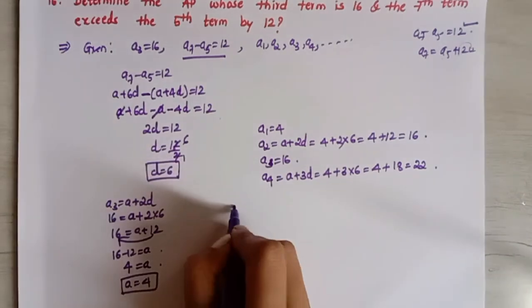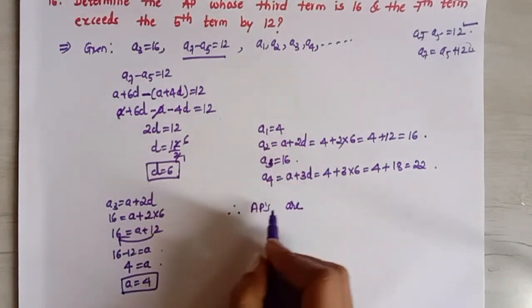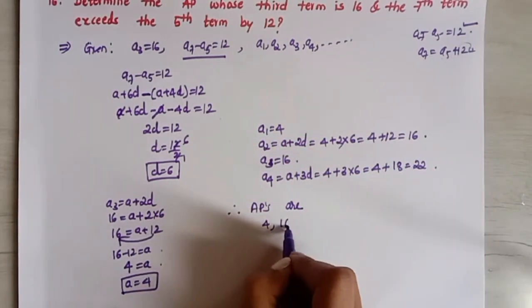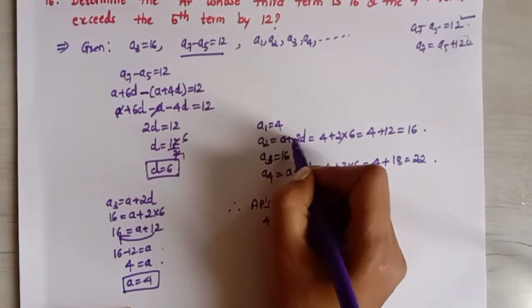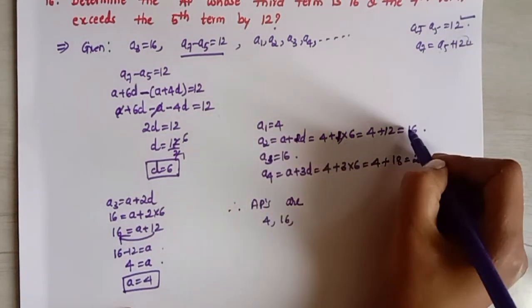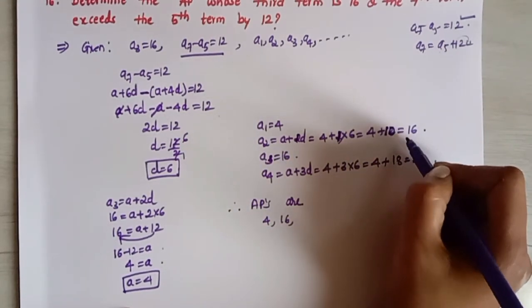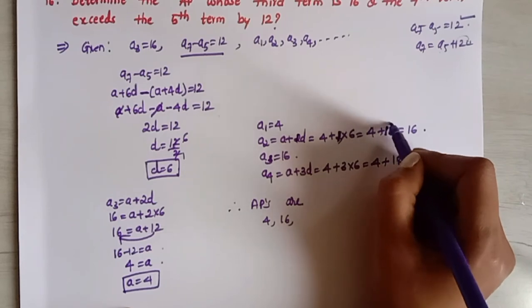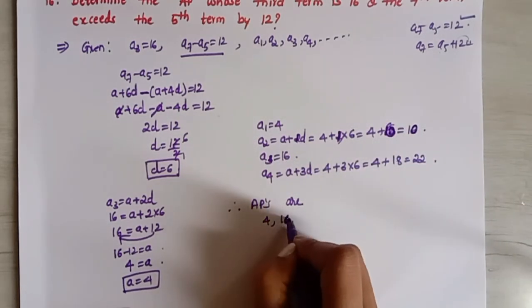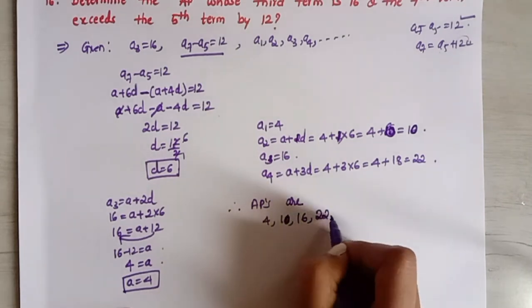Okay. Therefore, the AP terms are, what is A? A1 is 4, A2 is 16. So here A2 is A plus D only. Okay, sorry for this. So this will be 4 plus 6, which is 10. Therefore, A2 is 10, A3 is 16, A4 is 22.